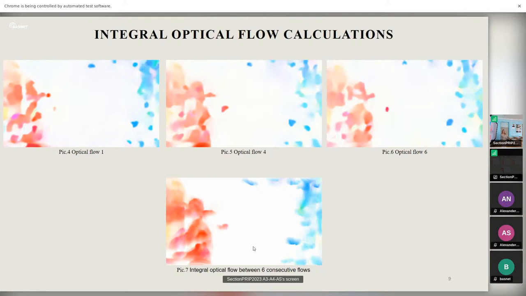The colors show that the directions are not the same. In our case, they are even opposite to each other. I will tell about that a little bit.